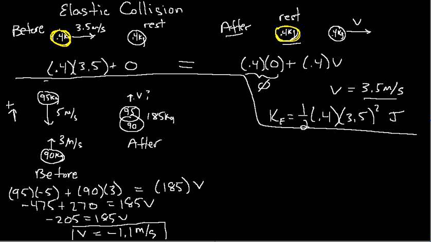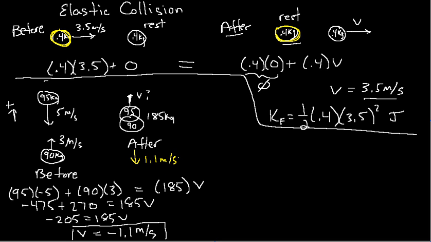So our assumption of choosing v after the collision as up was incorrect. We see now that they are actually moving downward at 1.1 meters per second after the collision. So that's how we solve for that velocity.